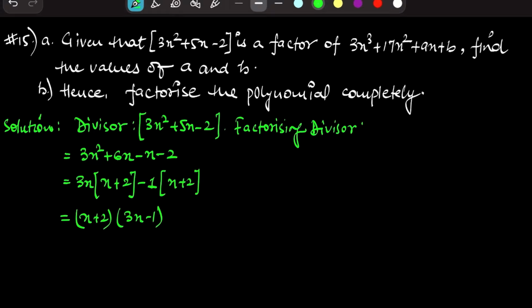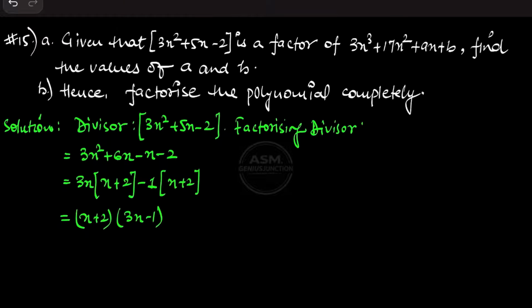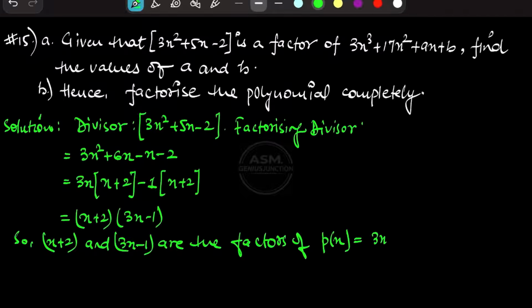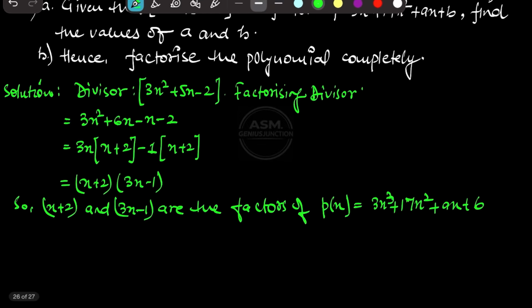Now the question is saying that x plus 2 and 3x minus 1 are the factors of the given polynomial, p of x equals 3x cube plus 17x square plus ax plus b. So now what we are going to do is use the remainder theorem, because the remainder is going to be 0 when the polynomial is divided by its factors.